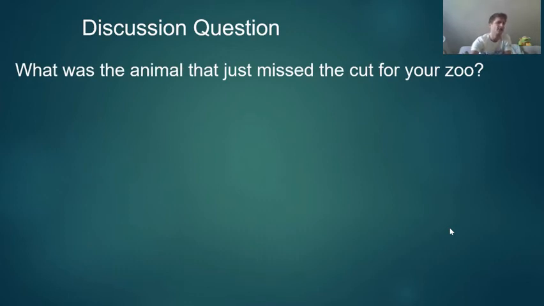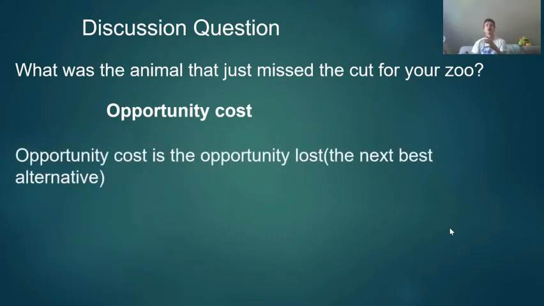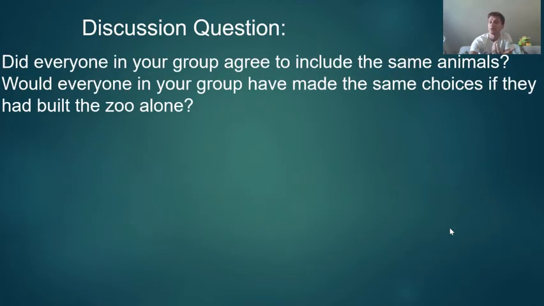Now, what was the animal that just missed the cut? That's your opportunity cost. If I wanted my reptile pavilion and it came at the cost of a cow, then the cow is my opportunity cost. It's my foregone benefit. It's what I could have had had I made the other choice. It's a little bit of a tricky idea because a lot of people will look at opportunity cost and say that cost has to be monetary. Now, sometimes we can monetize it, but it's really about the foregone benefit, not the direct cost itself. We'll be hitting this a lot more later on. So, as I said, it's about the last animal you chose.